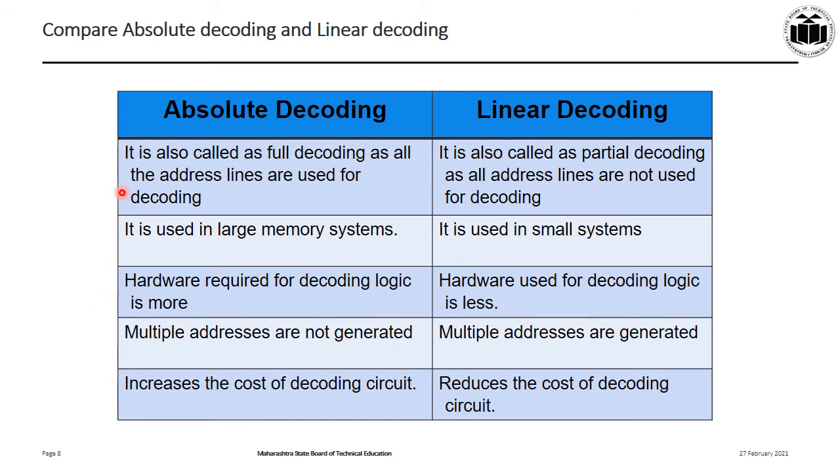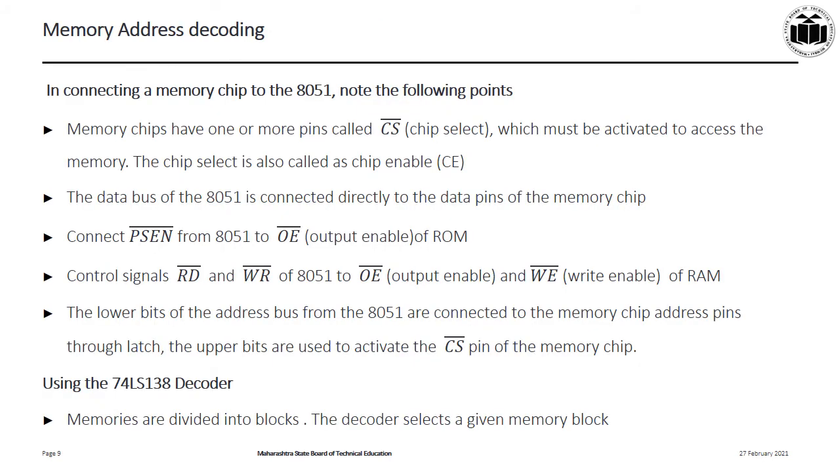Because we are using all address lines, multiple addresses are not generated in absolute decoding, while in linear decoding, multiple addresses are generated. In absolute decoding, the cost is higher. In linear decoding, the cost is low. 8051 can access only one memory chip at a time from many connected. Thus there is a need of memory address decoding.